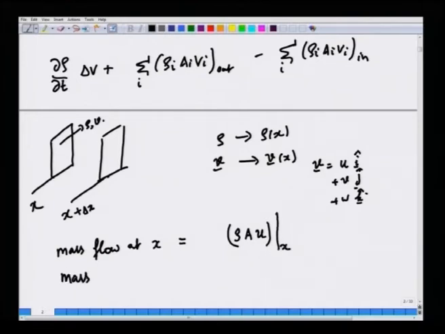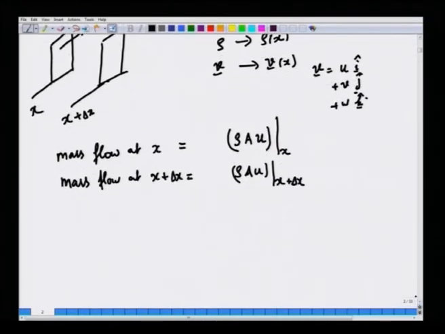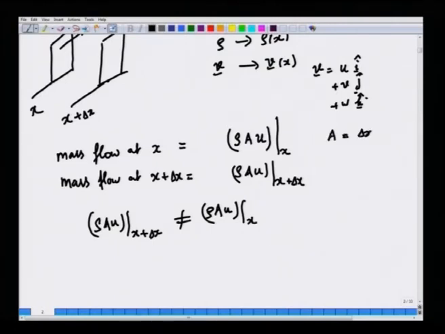Mass flow at x plus delta x is rho A u at x plus delta x. Now, in general rho A u at x plus delta x is not the same as rho A u at x, although A is the same if you assume that the cube area is not changing, but rho and u in general are not the same. So, first of all, what is A? A is equal to, in this face, delta y times delta z.